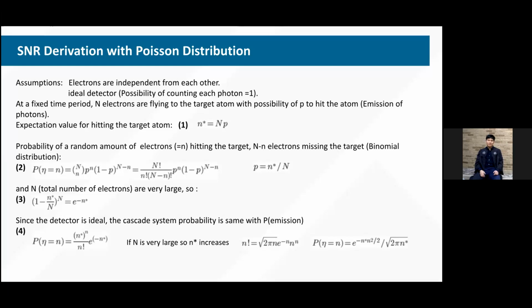Starting from n star, which is the expectation value of the total amount capital N with the individual probability of P, we can write down the binomial model as equation 2. And here P is equal to n star over N. Therefore, when N is very large, we can further simplify the probability of a certain amount of photons getting emitted from the target into equation 4 here, which is a Poisson distribution. And notice when N is very large, by Stirling's approximation, this mathematical model can be simplified to the Gaussian noise distribution.